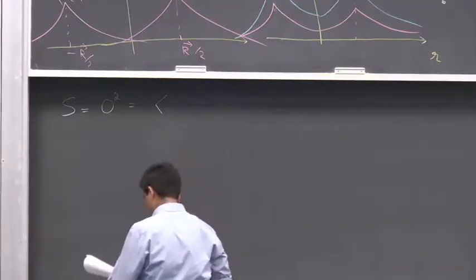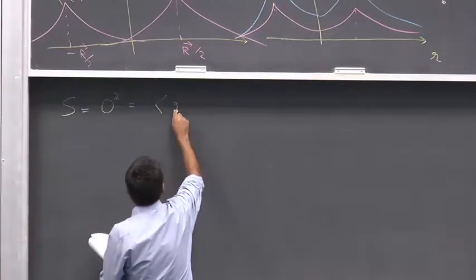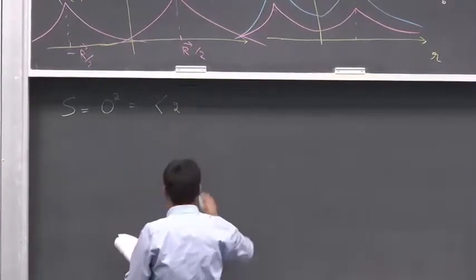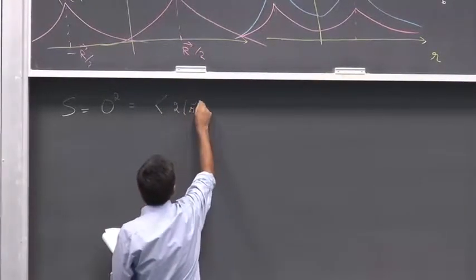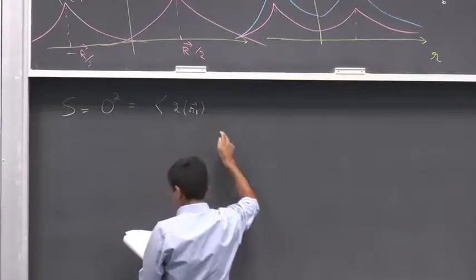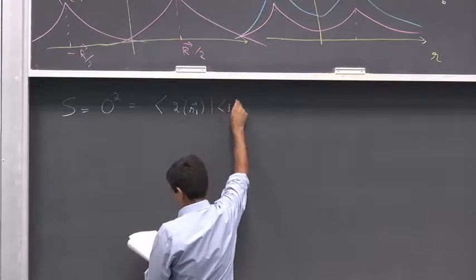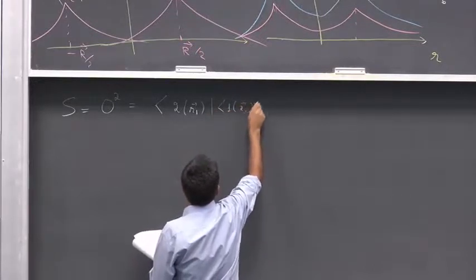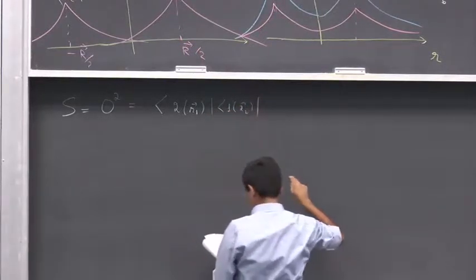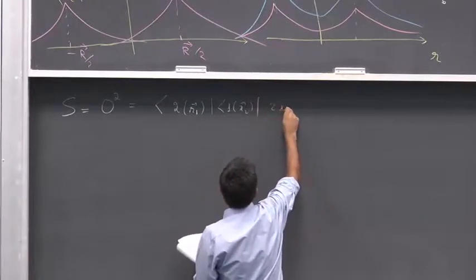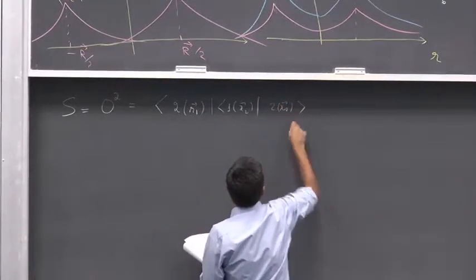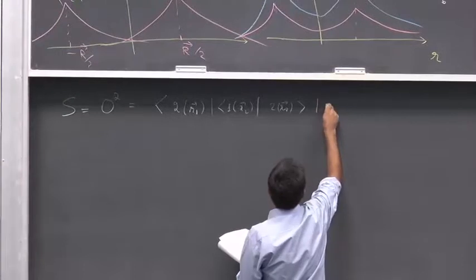Write it like this. 2 R1, 1 R2, 2 R2, 1 R2.